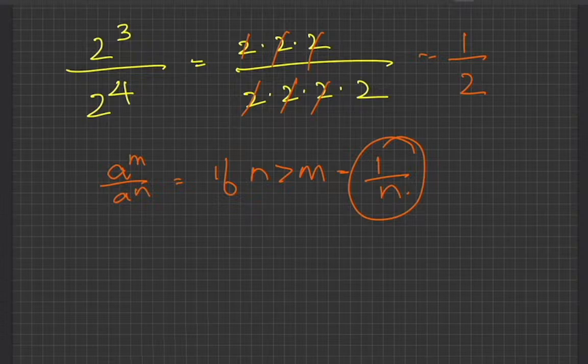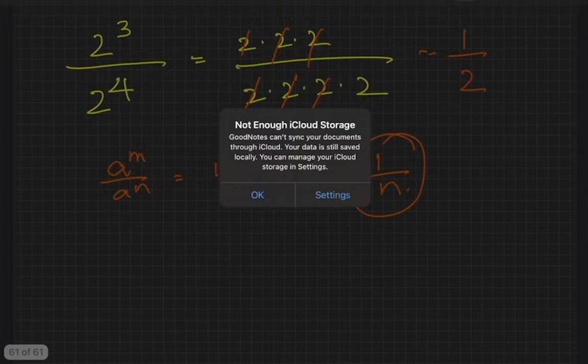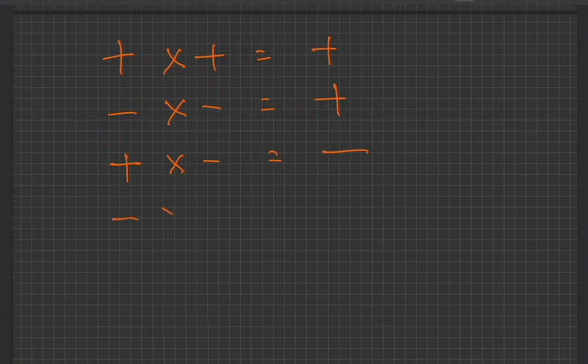Okay. Let's move on to the next one, the rules of signs. So remember, two positives or two negatives give a positive. So that is plus times plus will give me plus. Minus times minus will give me plus. But then the opposites give me negative.